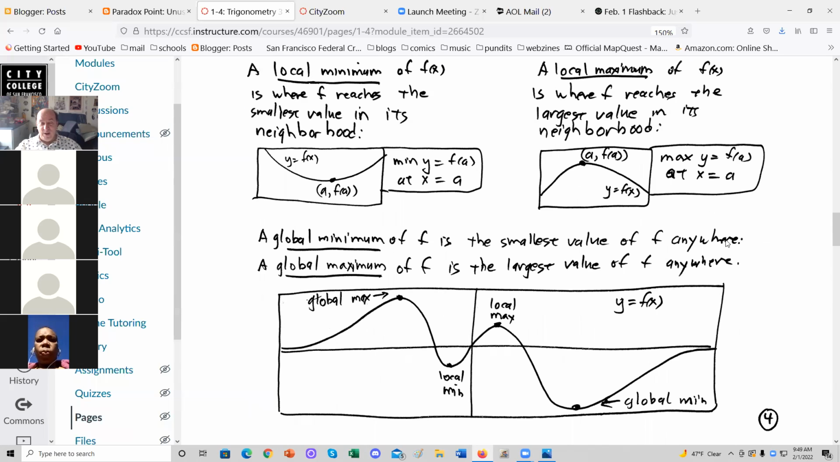A global minimum and a global maximum, these are where, not just in its neighborhood, but for all values of x. A global minimum is the smallest value of f anywhere. The global maximum of f is the largest value of f anywhere. So here's a graph. Here it reaches a global maximum, never any bigger. Here's a local minimum, smallest in its neighborhood. Here's a local maximum, largest in its neighborhood. And here's a global minimum, smallest anywhere.